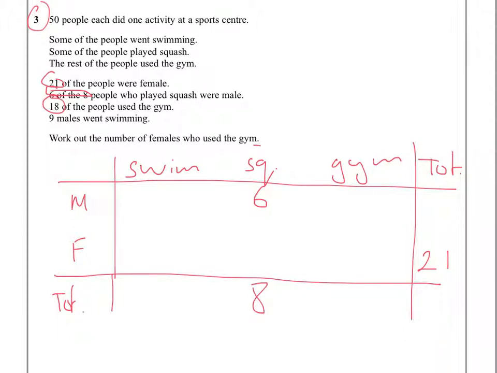18 of the people used the gym, and 9 males went swimming. So males that went swimming is 9. And work out the number of females who used the gym. So it's this space here that we're really looking to fill in.